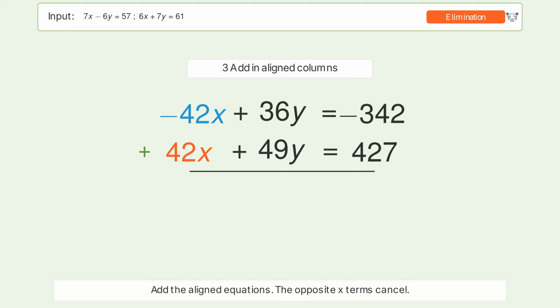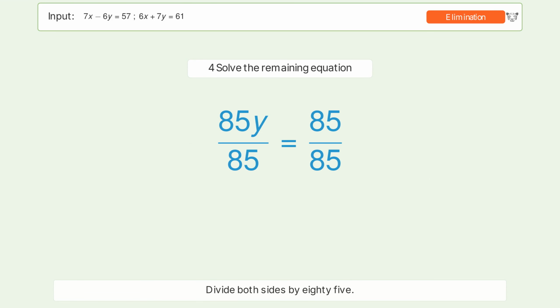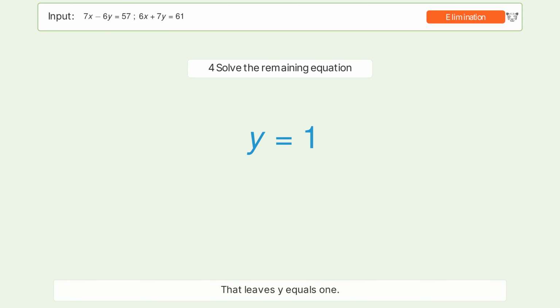Add the aligned equations. The opposite x terms cancel. The x terms cancel. The y terms combine to 85y, and the right sides combine to 85. Divide both sides by 85. That leaves y equals 1.